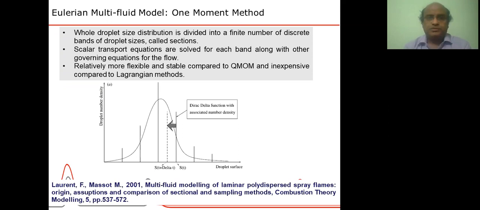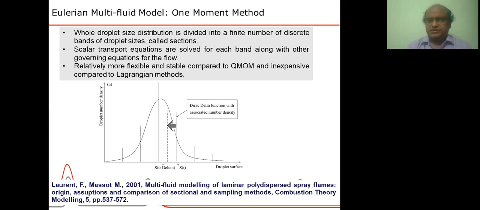So we make bins or classes of particles, and the scalar equation is solved for each particle size or each band of particle size. So you can see the distribution, a normal distribution, as shown in the picture here. The normal distribution of particles is divided into packets. And for each packet, a conservation equation is solved. For each packet, we can solve the mass conservation equation and momentum conservation equation, and so on. So if there are 10 packets, then we need to solve 10 additional equations for mass conservation.